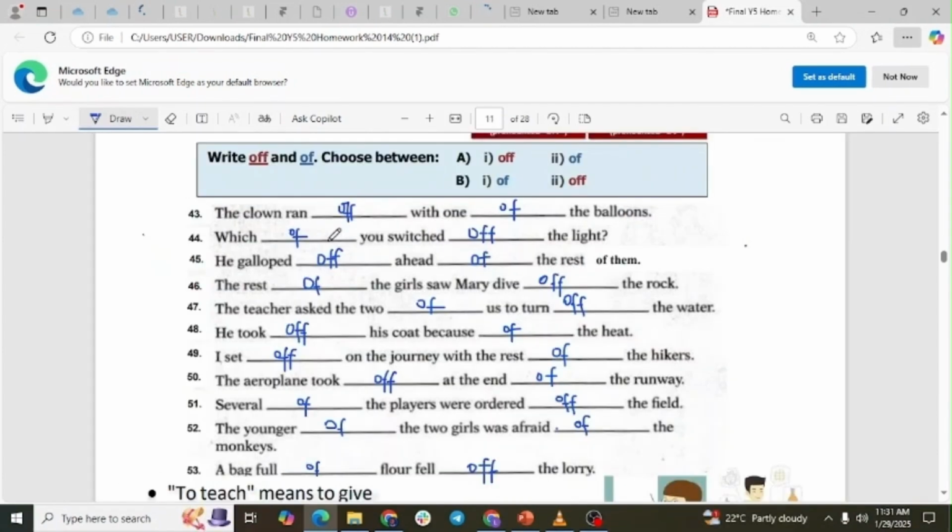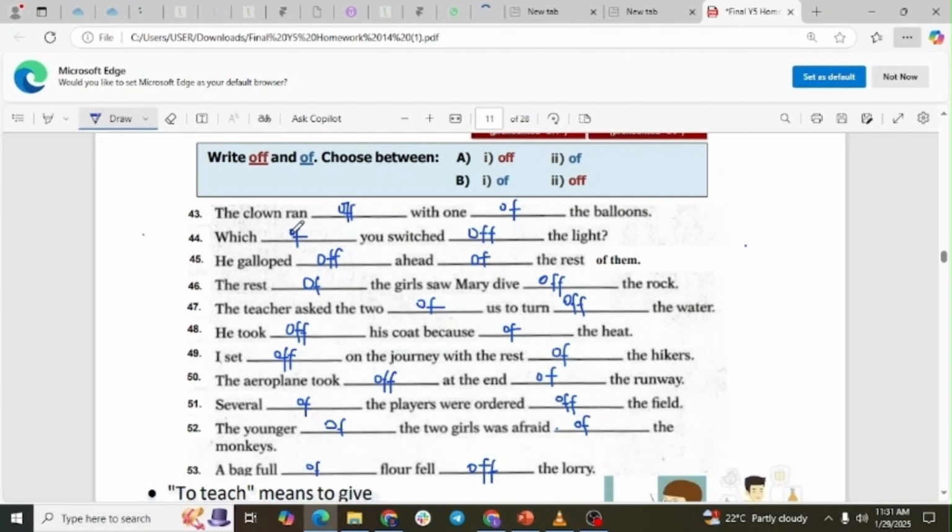Question 43. Sentence. The clown ran blank with one blank the balloons. Correct answer A. Off to, of. Explanation. Off is used to describe motion away from something, and of indicates possession or association. The clown ran off with one of the balloons.